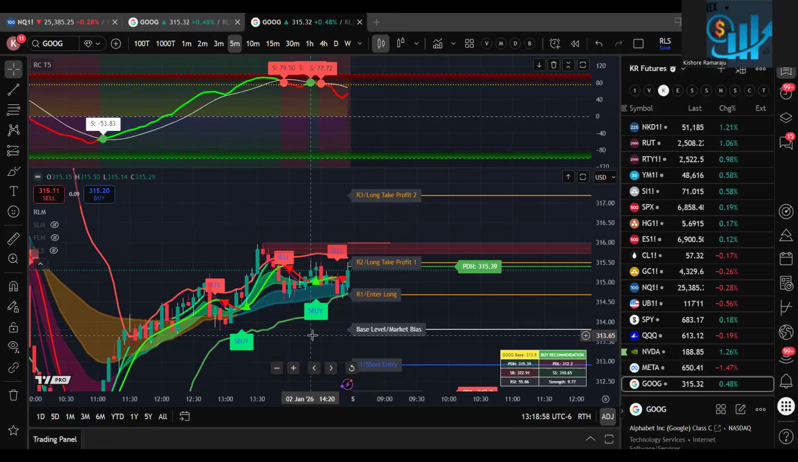Right? These levels will not be available on the internet. These are coming from a proprietary tool. Using the proprietary tool, we derive where is the base level, where is R1, where is R2, where is R3. So if price is just above R1, market opens, it is a good time to go long. You can buy calls, you can do bull puts, you can go long on futures, you can buy stocks, all those things you can do.